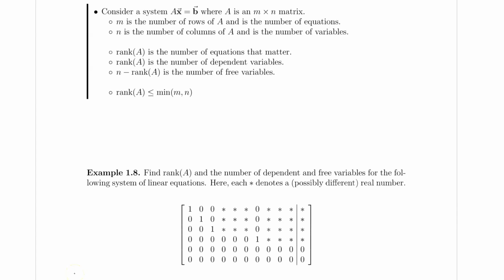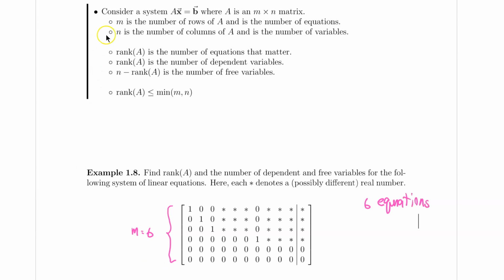There are some nice properties of the rank of a matrix that will be helpful later on. So let's say I have a system, and in this example, it's already written in the augmented matrix form. Now the matrix A, which is going to be the left part here, let's say my matrix A is an m by n matrix, so m is going to be the number of rows of my matrix, and that will correspond to the number of equations that we have. So I'm going to have 6 equations to begin with.